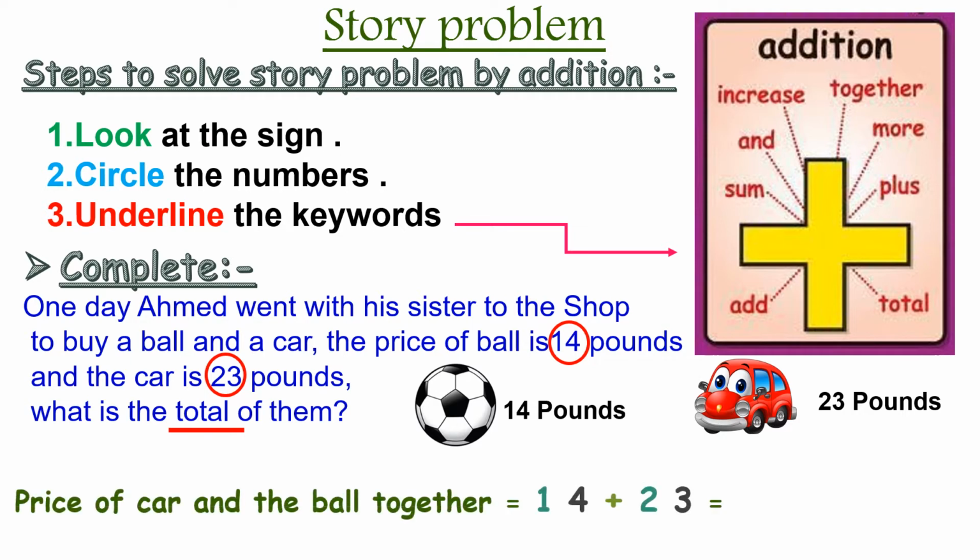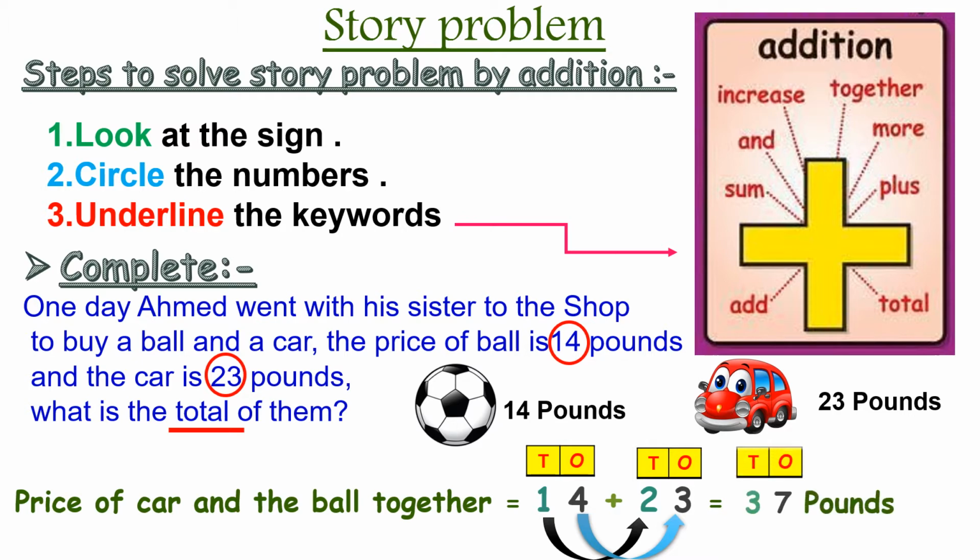So we add 14 plus 23. We put the places: ones, tens, ones, tens. Ones with ones, tens with tens. So 4 plus 3 equals 7. 1 plus 2 equals 3. So the sum is 37 pounds.